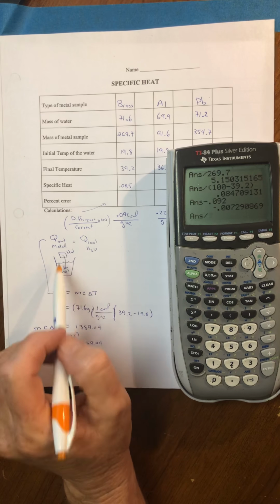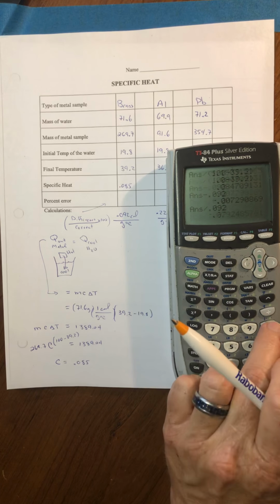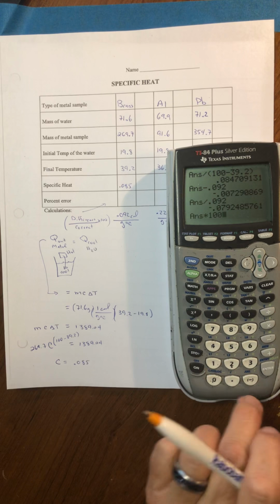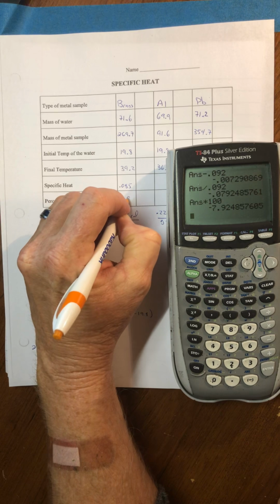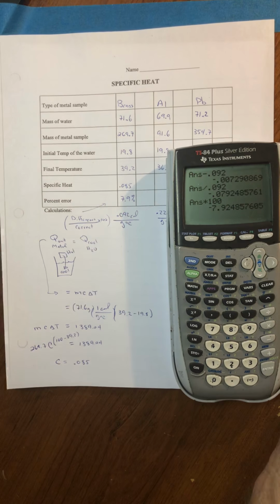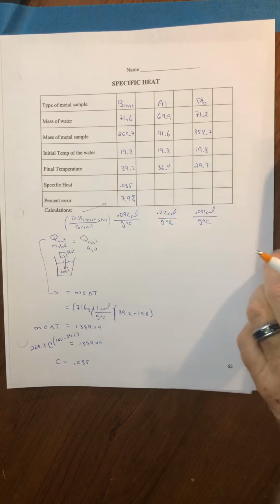And then, to divide by the correct value, the 0.092, and then to change it into a percentage, gives us about a 7.9% error. So, a reasonable number, typical number. So, that's hopefully then your calculations.